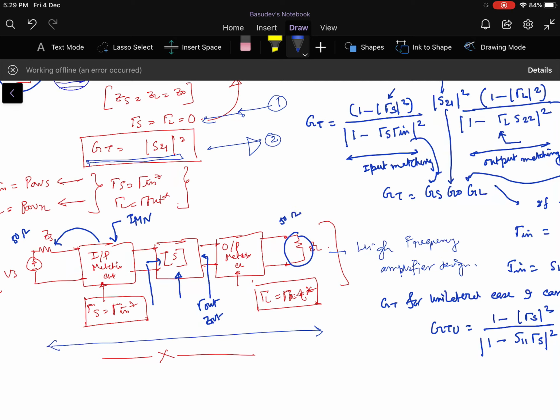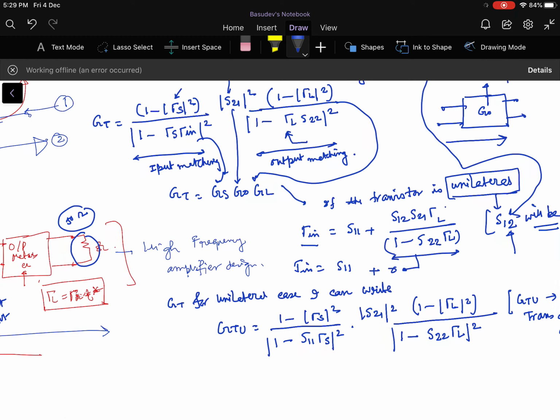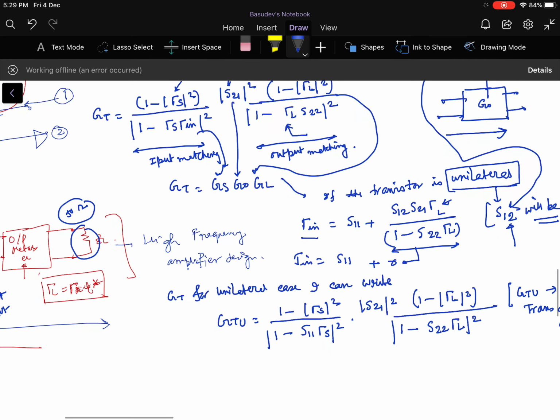Generally it is 50 ohm because it is connected to a physical device, and any RF physical device that we see for measurement, they are all matched to 50 ohm. So for that the output matching circuit is required. Now, together this total combined circuit is the study of high frequency amplifier design. Now I can make you think in this direction. Whenever I write the formula of tau in, there is a variable involved here, which is tau L, the load reflection coefficient.